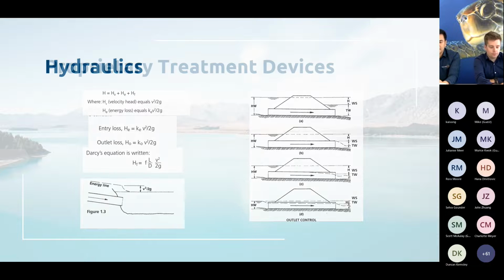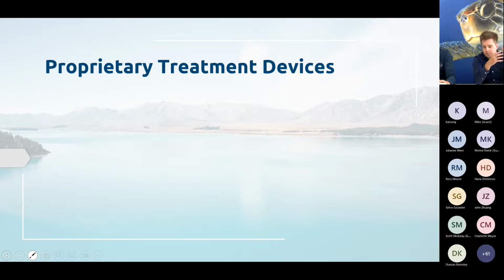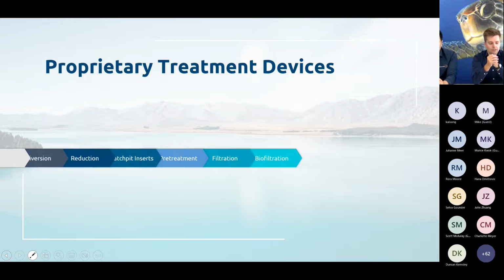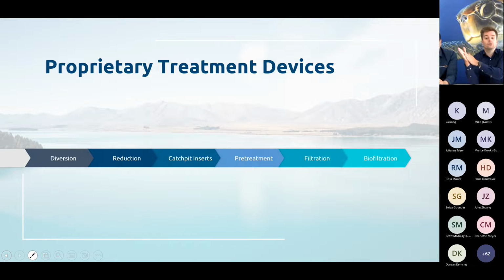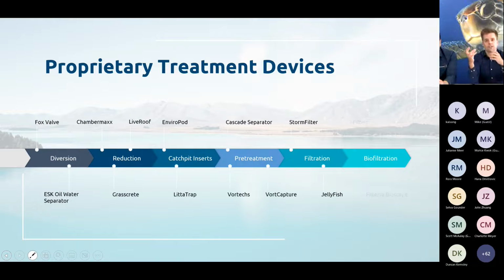So proprietary treatment devices can be used to achieve water quality outcomes. They're obviously not the only way to do that, but they are a good way where area is tight, where there's not room, say, for a large pond or a wetland. They provide useful outcomes. And so for each level of treatment that we talked about for the different contaminants, we have a range of treatment devices that provide that level of treatment.